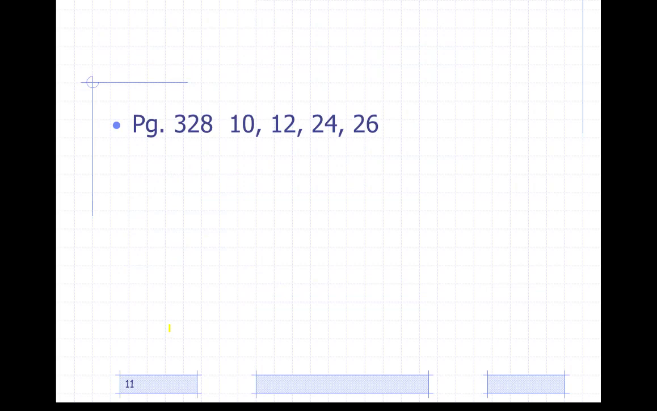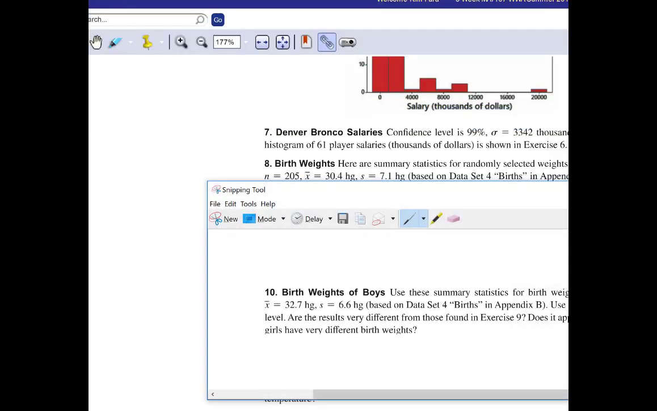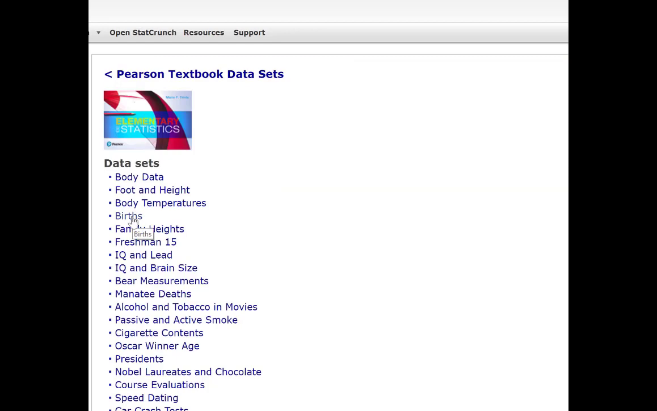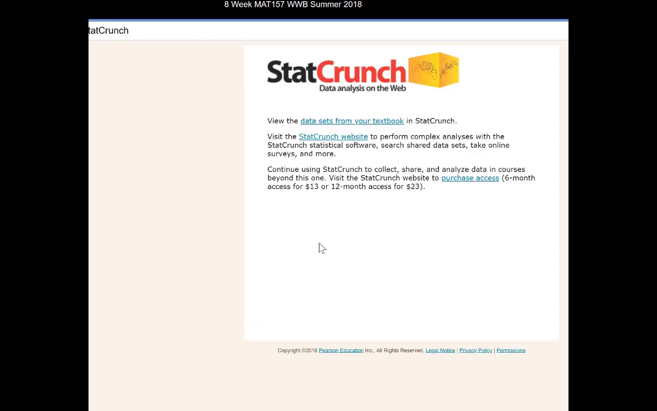Let's stop and let's do some examples. Let's look at number 10 on page 328, and we're going to use summary statistics for the birth weight of 195 boys, and you can read those, and these are in Appendix B, and in StatCrunch those data sets are available. We are going to need to open up StatCrunch also, so let me do that. So here you see that data right here under births, in case you're interested in that. But what we're going to do is we're going to go to StatCrunch.